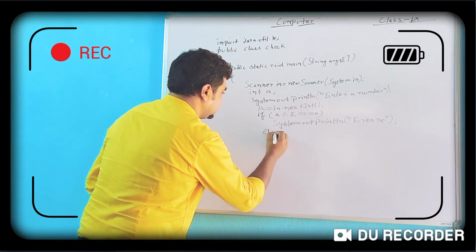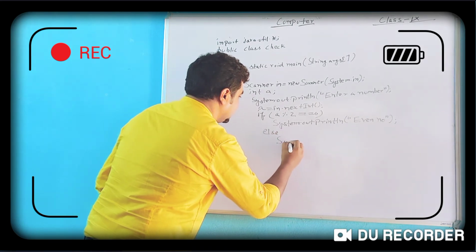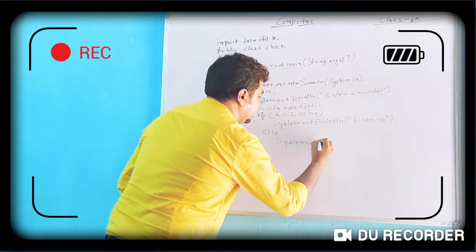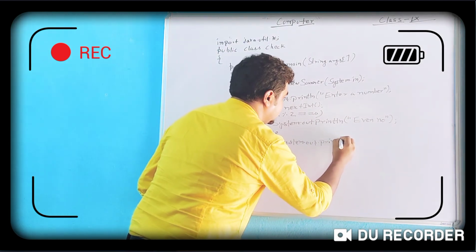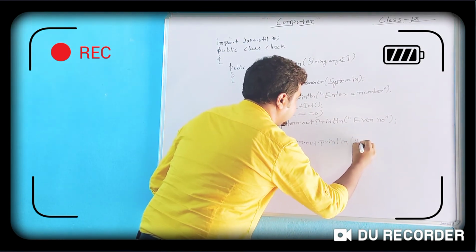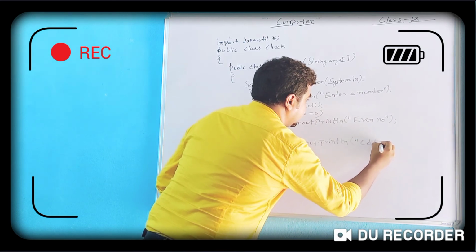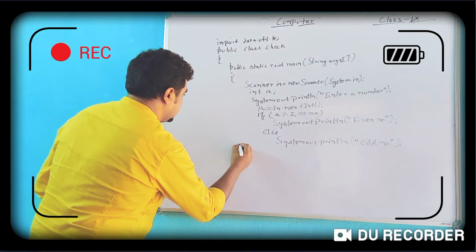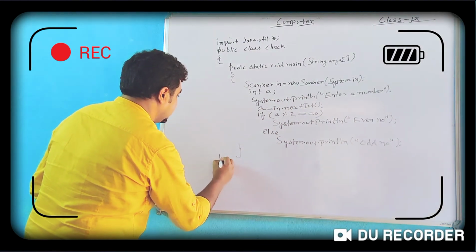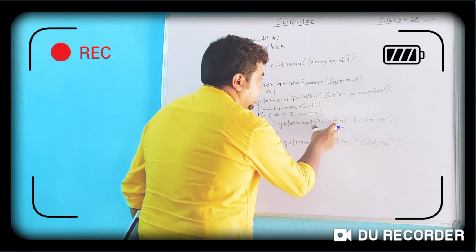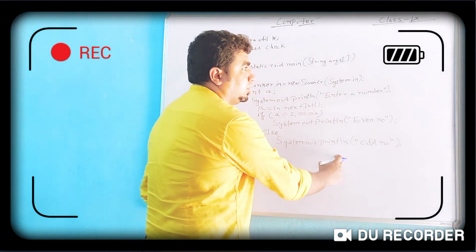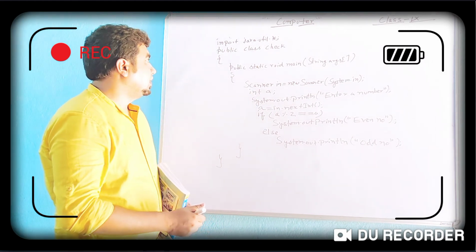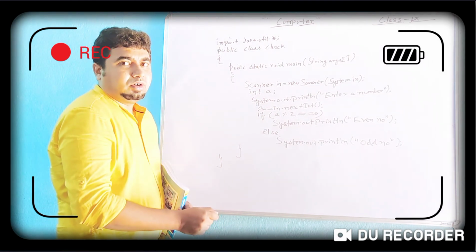Else, System.out.println("Odd number"). So from here we are getting that either it will be an even number or it will be an odd number. So this is the discussion of finding even number and odd number.